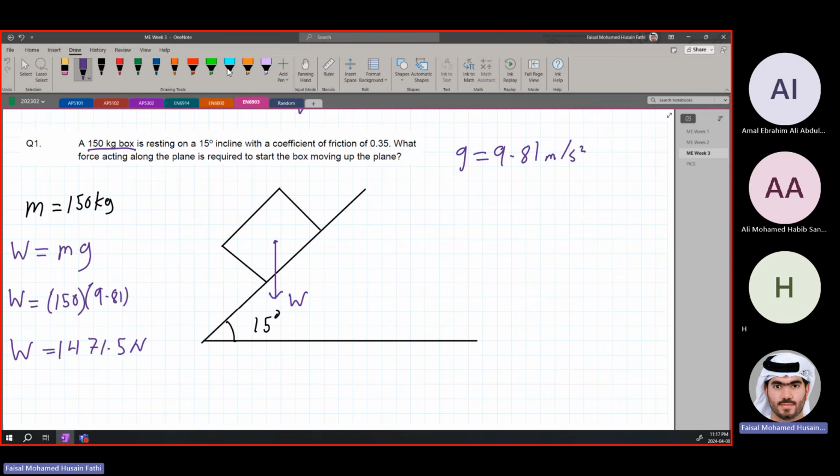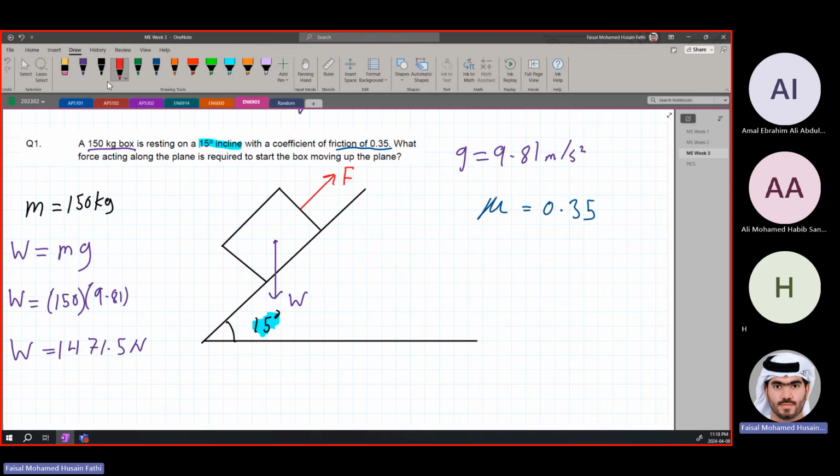On a 15 degree inclined plane, this 15 degrees, we already have drawn it here. So it is at an inclined plane. It's not on a flat surface exactly. With a coefficient of friction, which is our mu value, equal to 0.35 unitless. So this is our mu value. Now, what force is acting along the plane that is required to start the box to move up? We want to find the force that will basically pull this upwards or push this upwards, depending on how you look at it. You can put it here or down, it's the same thing. So we need to find this force F. Okay, I will call it F.